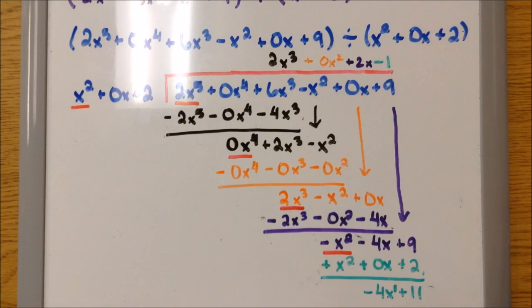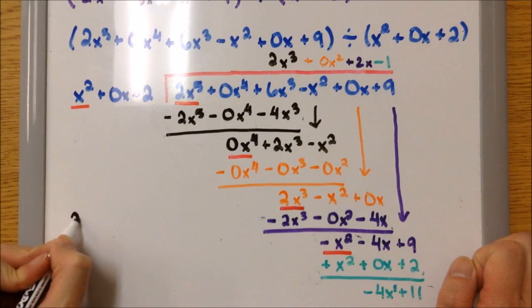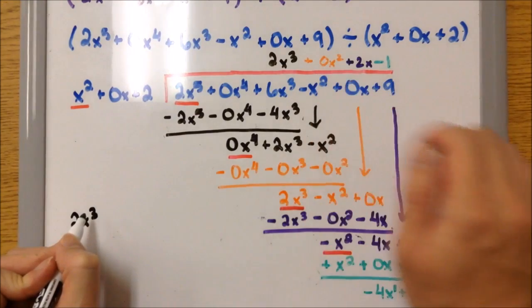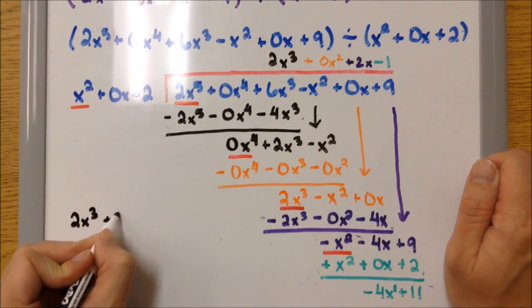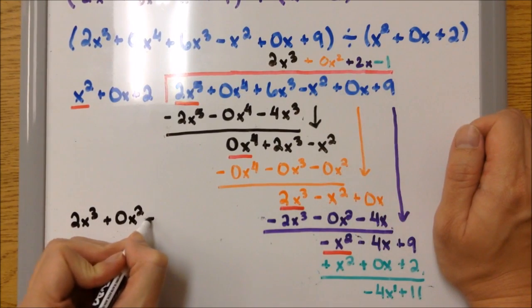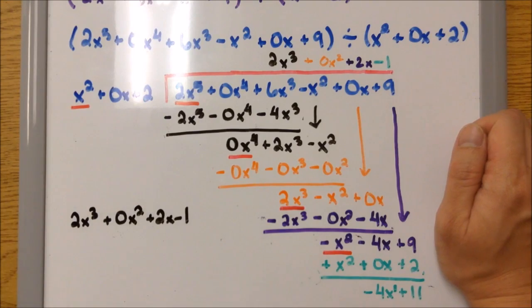So let's write out our answer. So basically, following from this, it's going to be 2x to the third, plus 0x squared, plus 2x, minus 1.